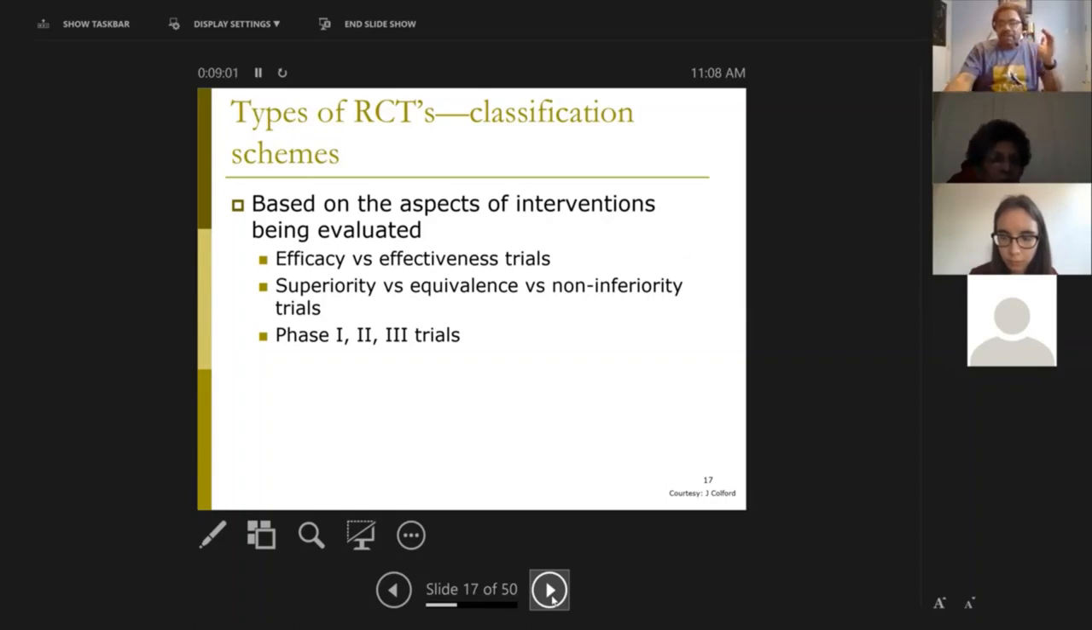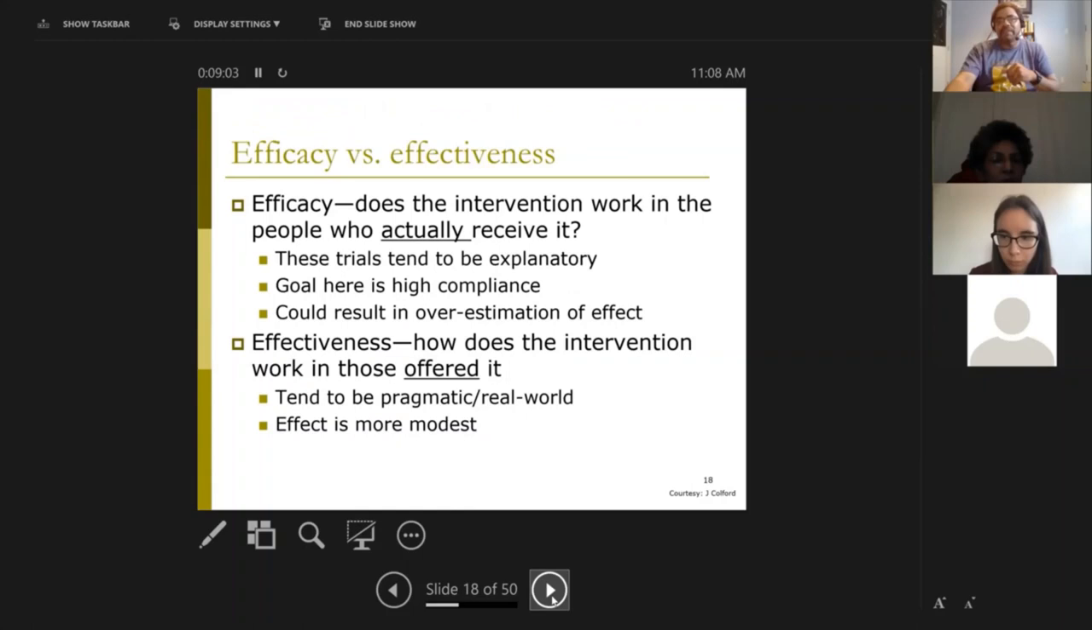There's a huge number of different ways one could classify a trial, right? What's the difference between efficacy and effectiveness? Efficacy is, does the intervention work in the people who actually receive it? Among the few people who went through the entire recruitment funnel, who got tested for COVID, who agreed to consent, who had randomized successfully, did the drug work well or not? And it's a highly controlled setting, right?